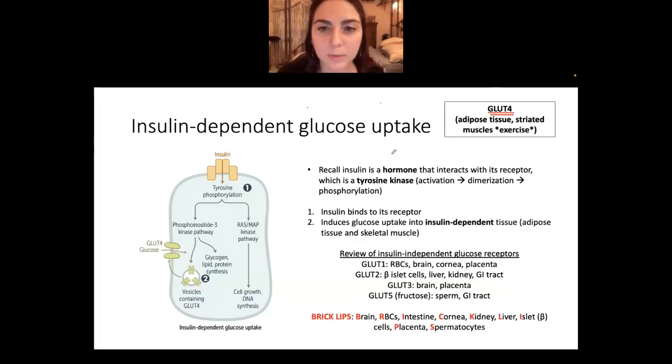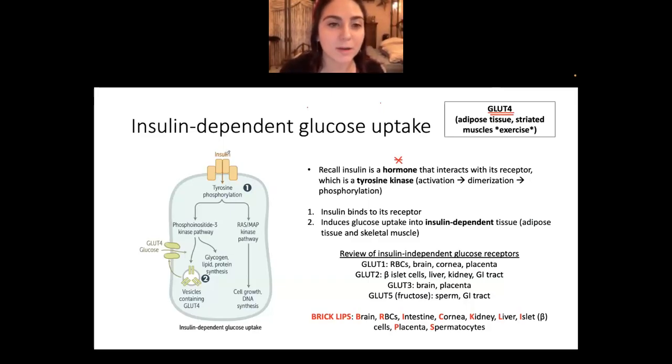So recall insulin's a hormone. So sometimes they'll ask about the physiology of a hormone, right? It gets released into the bloodstream. And when it interacts with its receptor, remember its receptor, it's not a G protein coupled receptor, it's a tyrosine kinase receptor. We've talked about tyrosine kinases before a couple times now.